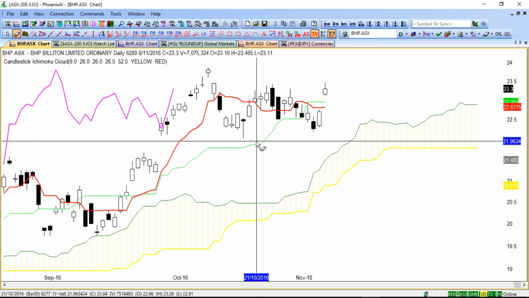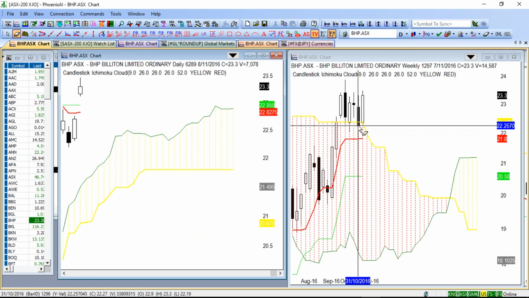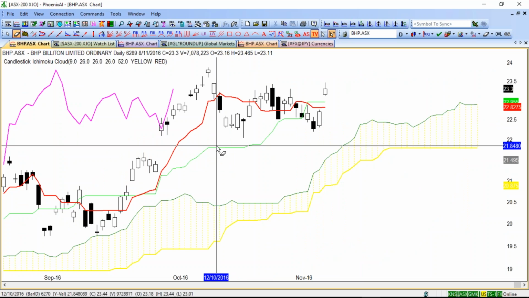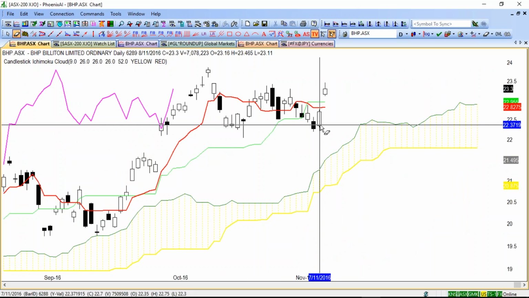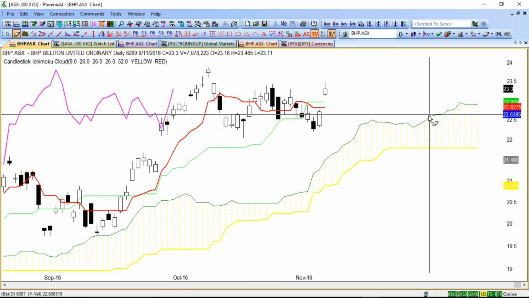So, let me go back, we'll get some numbers out of this. The weekly support level here is $22.38. This is the weekly B line of the cloud. So if we went to $22.38, which is around this level, we find this is basically the A line of the daily cloud of BHP.